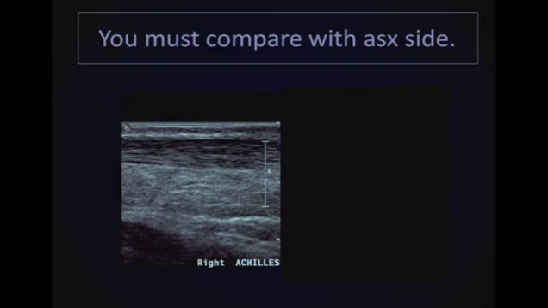Now, comparing with the asymptomatic side is very important, and that's one of the big benefits of ultrasound when compared with other imaging modalities, because the comparison is essentially free. You don't have to order the other side as part of the study.